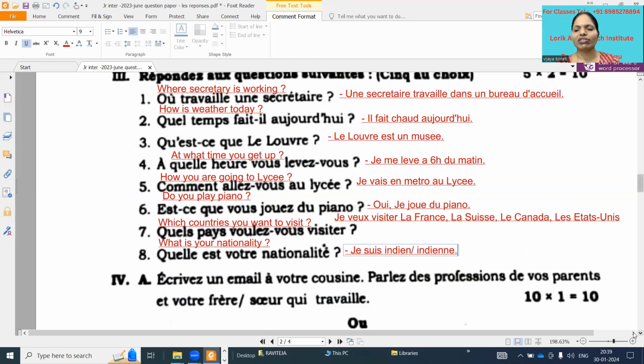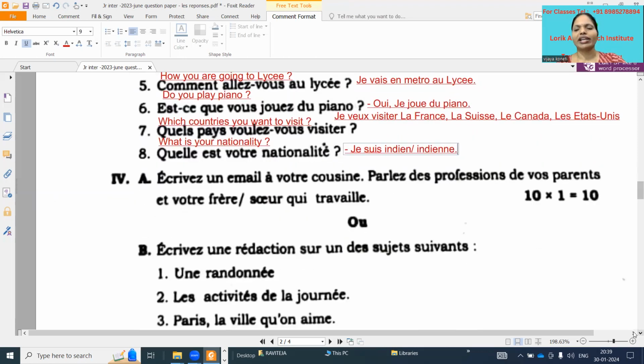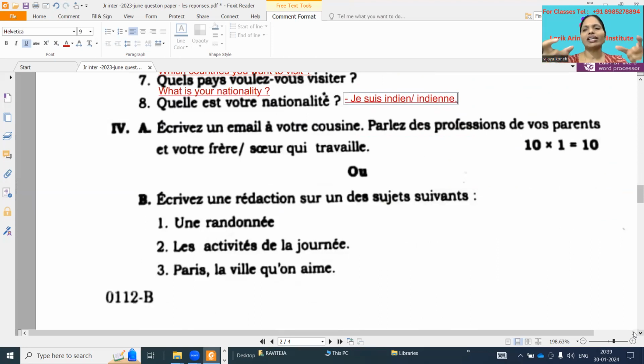Next one, the writing task. Two questions will come, A and B. Either we can attempt A or we can attempt B. In B we have a choice: out of three, we have to write only one. No need to write the other two. We can select any topic and write. A is always an email. B will be a rédaction, meaning essay. We have to write 100 words actually. See, email: Écrivez un email à votre cousine.